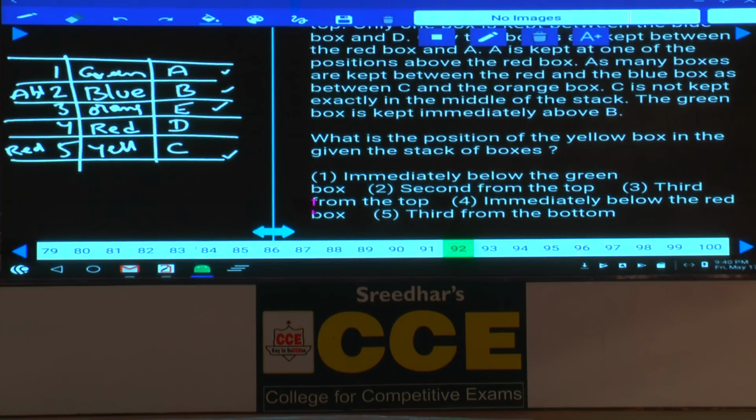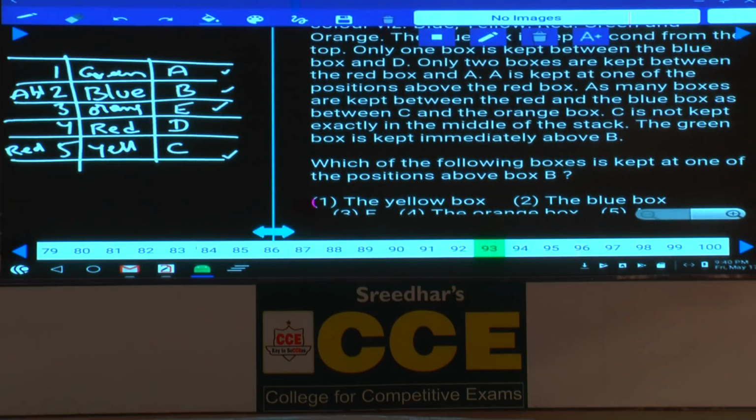Immediately below green, second from the top, third from the top, immediately below the red box, that is definitely choice 4.